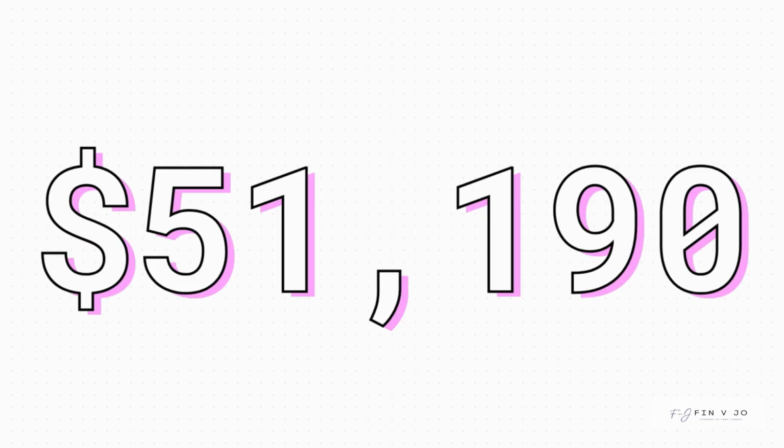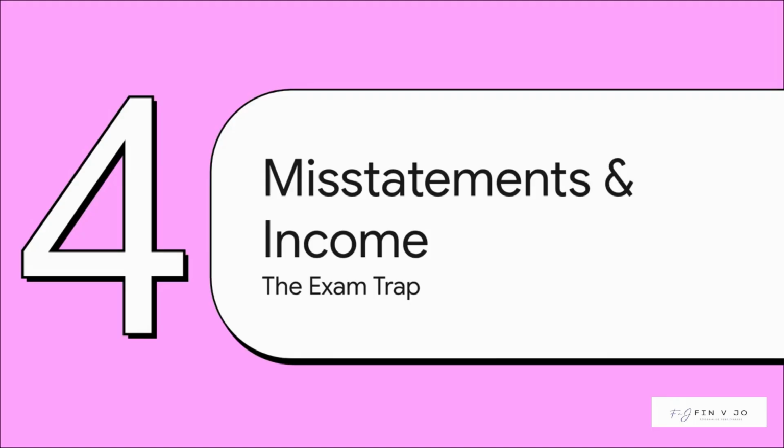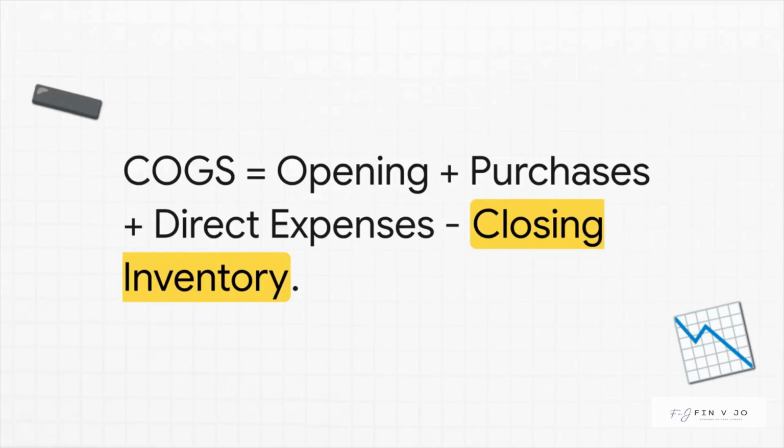Just by switching our accounting assumption from FIFO to weighted average, our inventory value jumped from $49,600 to over $51,000. It totally changes the financials. And let me tell you, examiners absolutely love testing this exact concept. Section 4. Misstatements and net income. The exam trap. This brings us to the ripple effect.